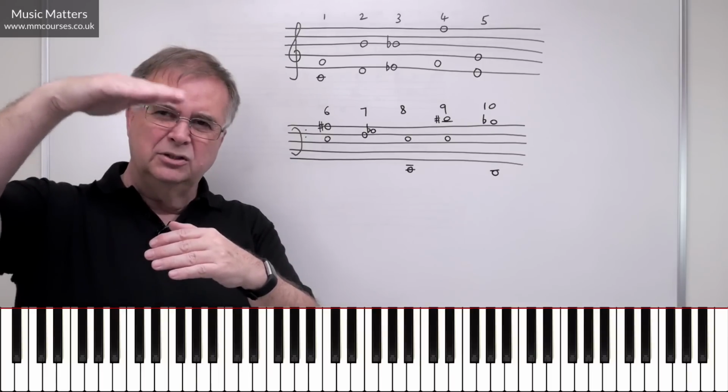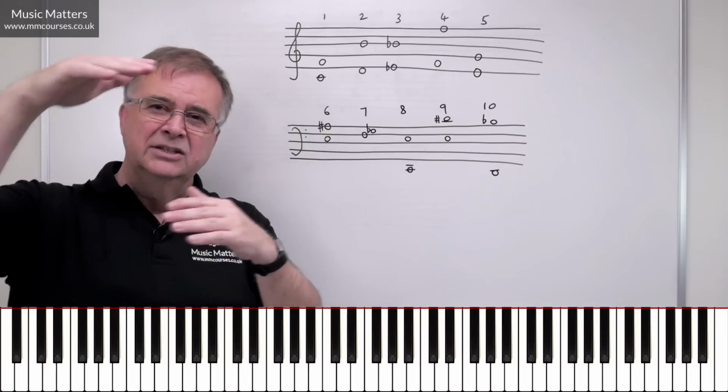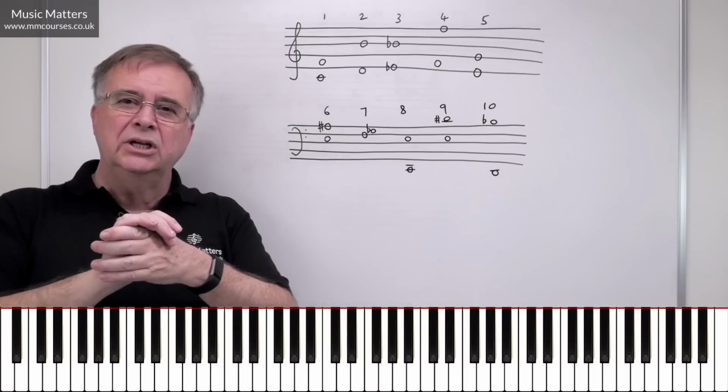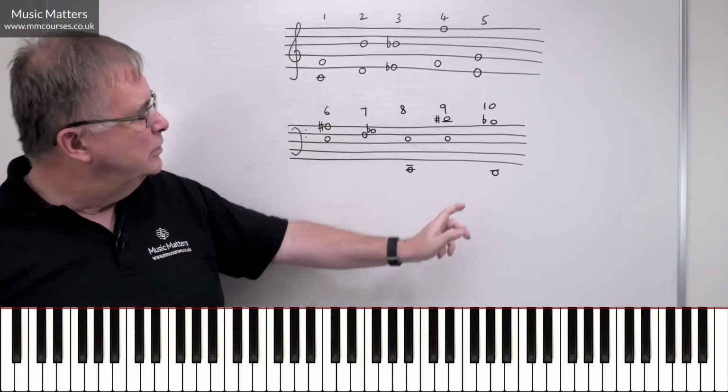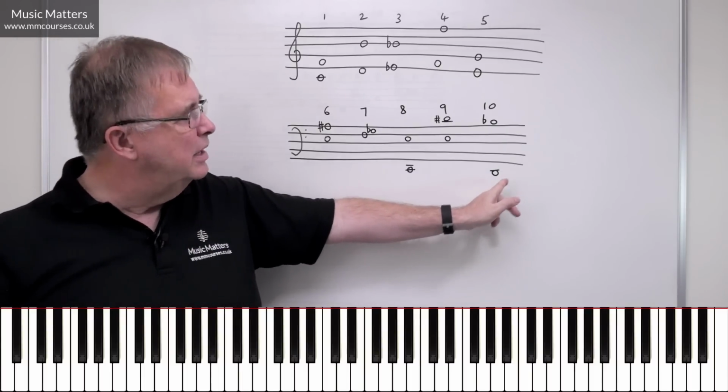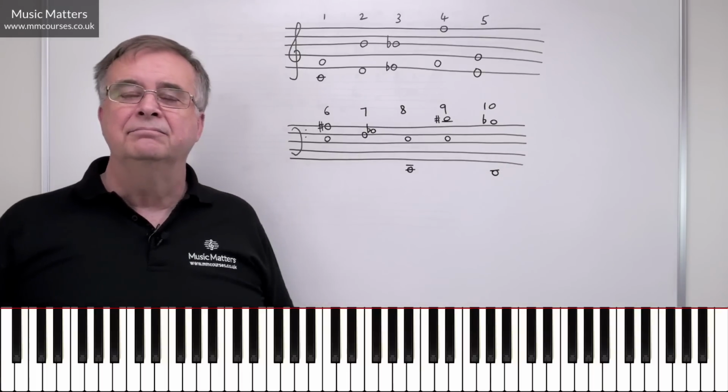So D to B is a major 6, but this is D to B flat. One semitone smaller that distance, isn't it? So what's one semitone smaller than a major? It's a minor. So this is a compound minor 6.